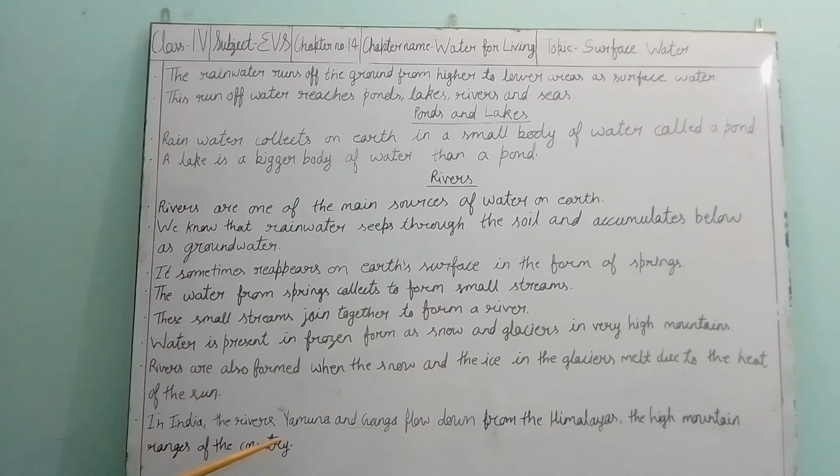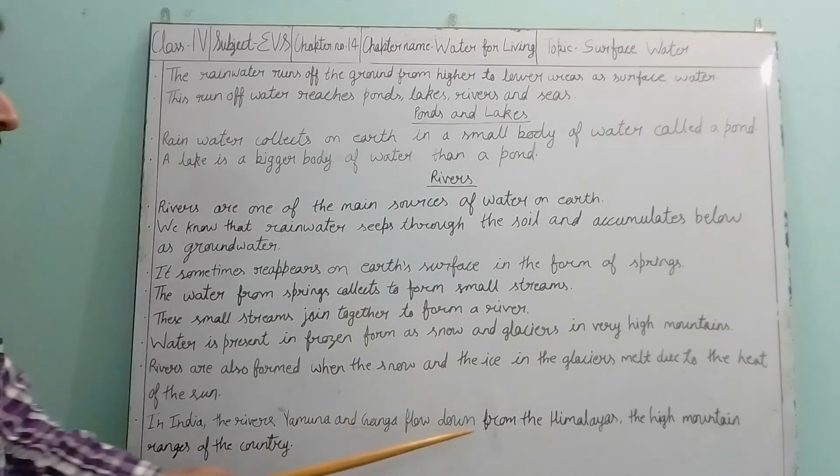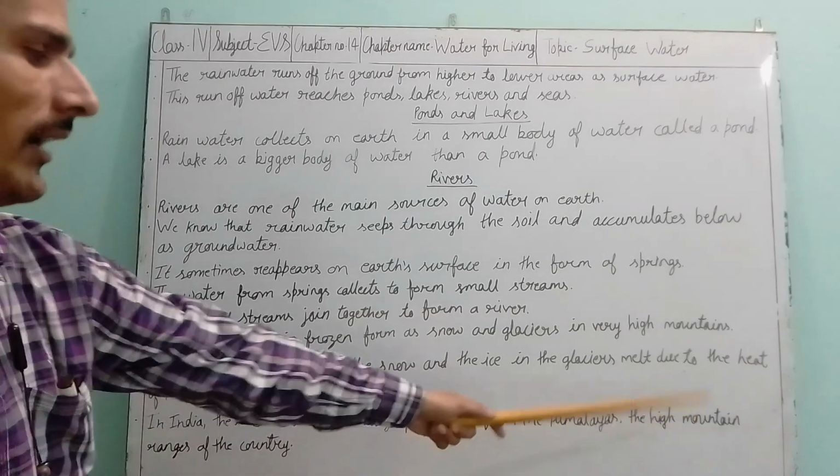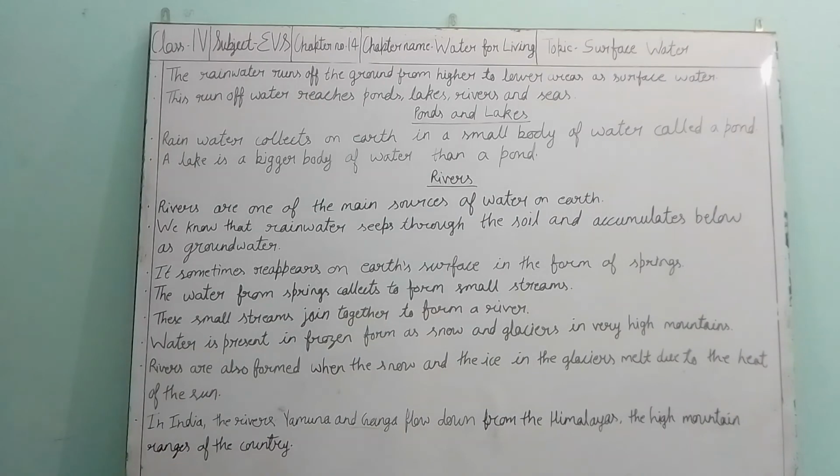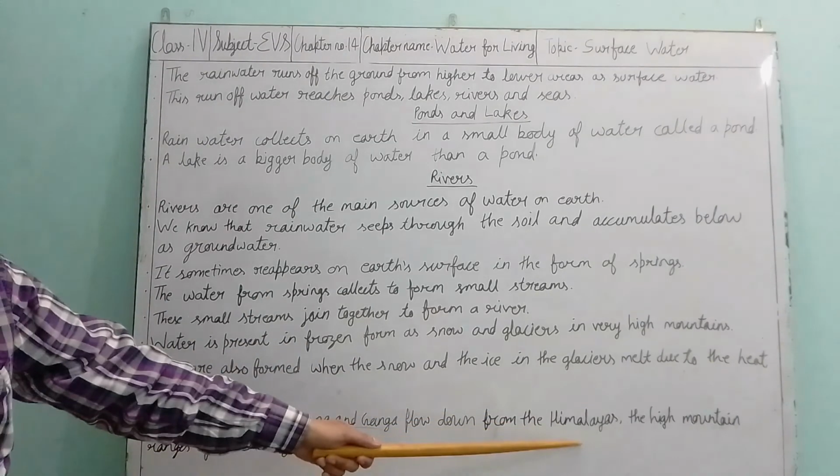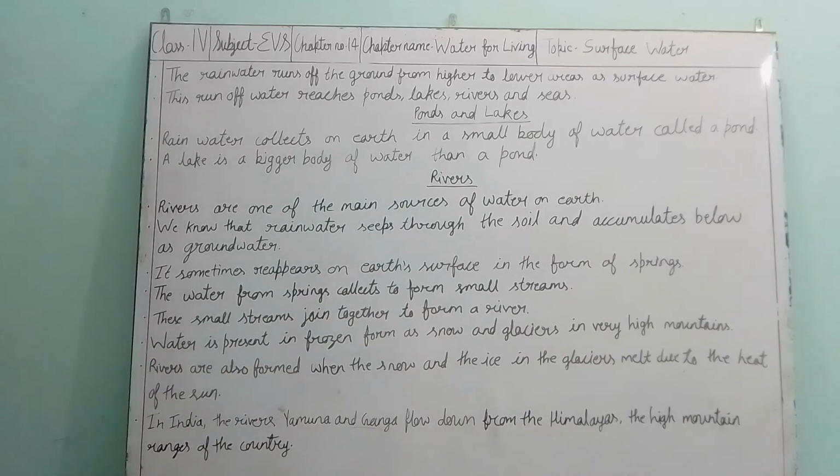In India, the rivers Yamuna and Ganga flow down from the Himalayas, the high mountain ranges of the country. In India, Yamuna and Ganga are two rivers in which the water comes from the Himalayas. On the high mountains, when the snow melts due to heat, the water comes down to make these rivers. So these were the points which we talked about today.